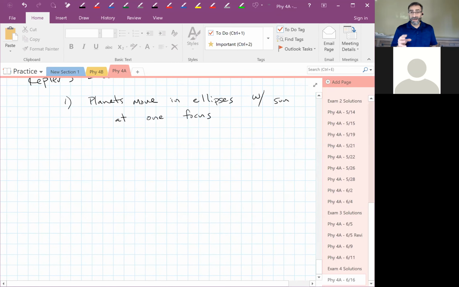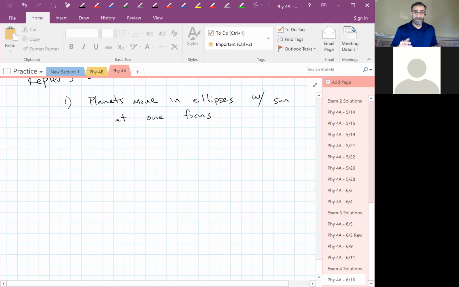Now, it was hard to figure this out because the planets' orbits are just barely elliptical. They're almost circular, but it's just off enough where if you assume it's circular, eventually your data doesn't make sense anymore. You can't predict where the planets will be because it's not quite right.